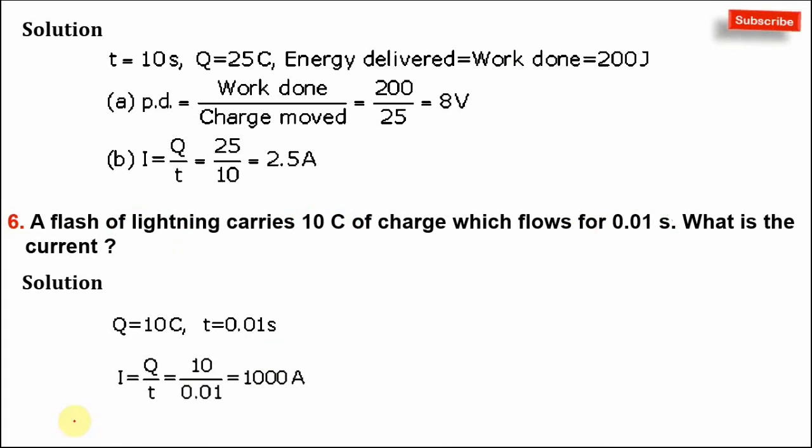So simply, for finding electric current we know a formula, and the formula is I is equal to Q upon T. So simply put the value of Q and value of T into this formula, and then we get the final answer 1000 ampere. Okay, there is no any tough task.